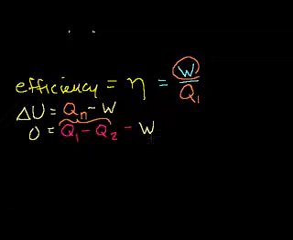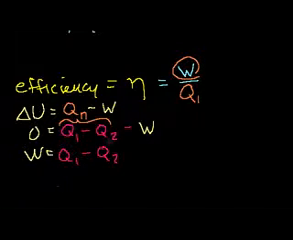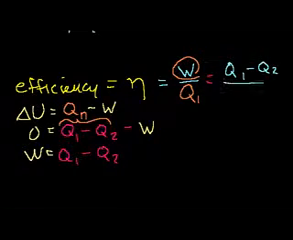So for the work done by the system, we just add W to both sides of this equation. You get W is equal to Q1 minus Q2. So there we have it. Let's substitute that back here. Instead of W, we can write Q1 minus Q2 as the numerator in our efficiency definition, and the denominator is still Q1.